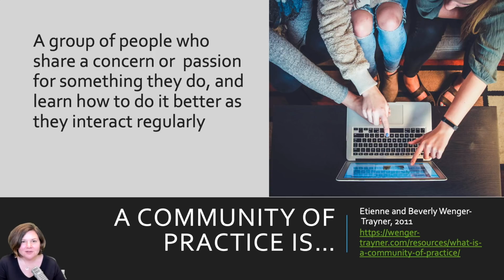It's people who are interested or passionate about doing something, and we get together to talk about here are the things we're working on, and do you have any ideas about how I could do this better? Or here's some things we learned from some interesting mistakes we made. Over time, we talk about real work that we're doing, and we interact, and we help each other become better.